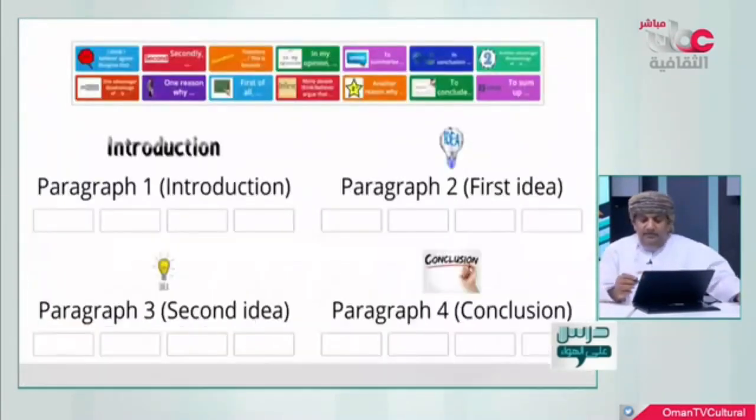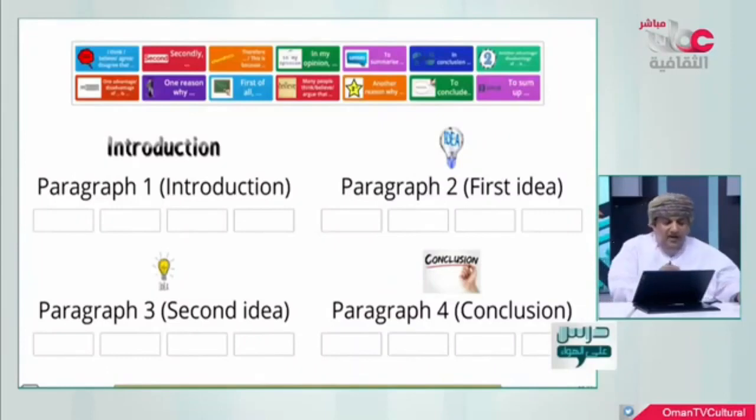Let's play it together. Now we have here the introduction, paragraph number 2, paragraph number 3, and here we have the conclusion for the essay. I want you to read the phrases here at the top and match them to the correct heading or the correct paragraph. Let's read together. I think, I believe, agree, that. So where should we write about this? Introduction, conclusion, main paragraph? Yes, it's in the introduction.